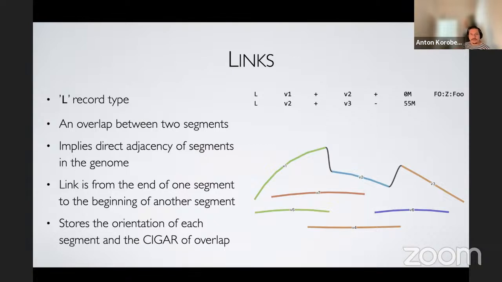A link is from the end of one segment to the beginning of another segment, plus the orientation of each segment, and optionally the segments might overlap. For example, in case of de Bruijn graph assemblies or overlap assemblies. So it also has a field for the overlap. If they don't have any overlap, we will have just 0M here.